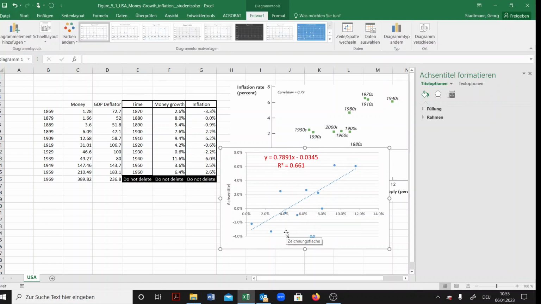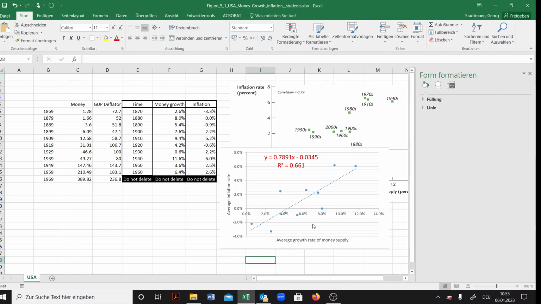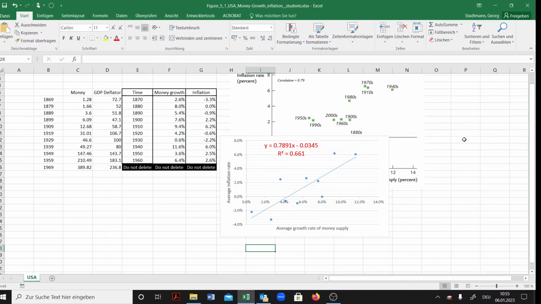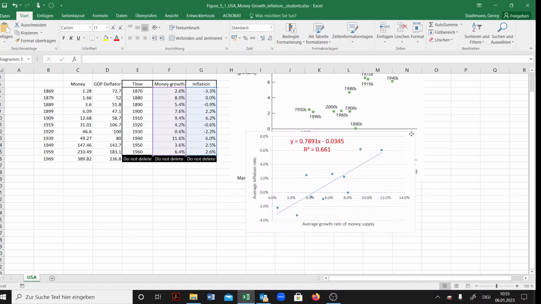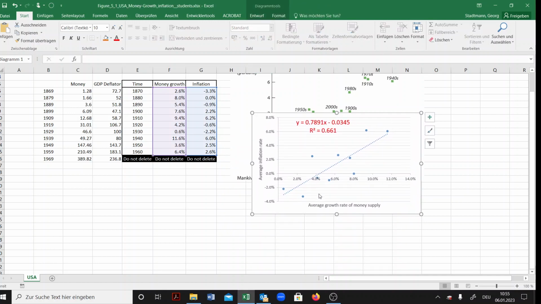This is the average growth rate of money supply. And then this one is the average inflation rate. Afterwards, you have to copy paste this diagram into Word and then solve some additional questions related to this. This is sufficient to get full credit.